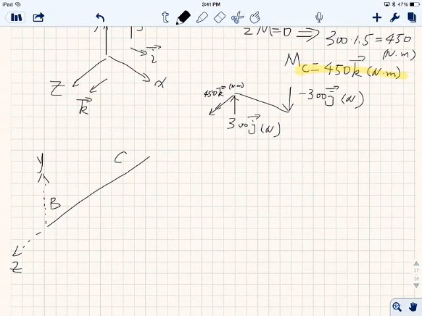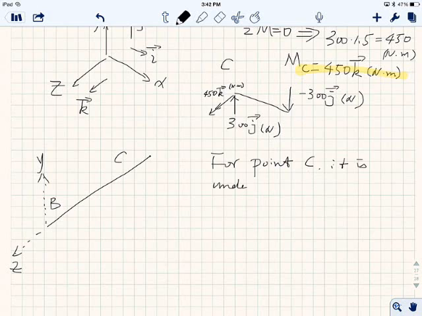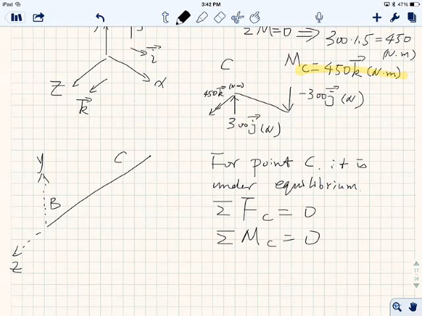Now, see this. When you first analyze, this point is C, right? And this point C is on both the ball handle, and it is also on this BC. So therefore, whatever the reaction force and the bending moment here will be applied here as well, because point C is under equilibrium. So the summation of whatever at point C should equal 0. The summation of whatever moment at C should equal 0.